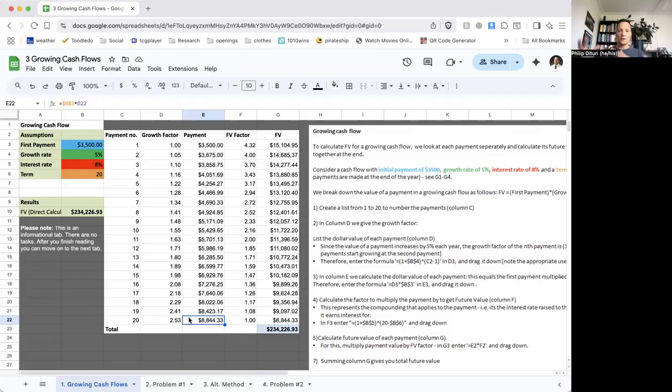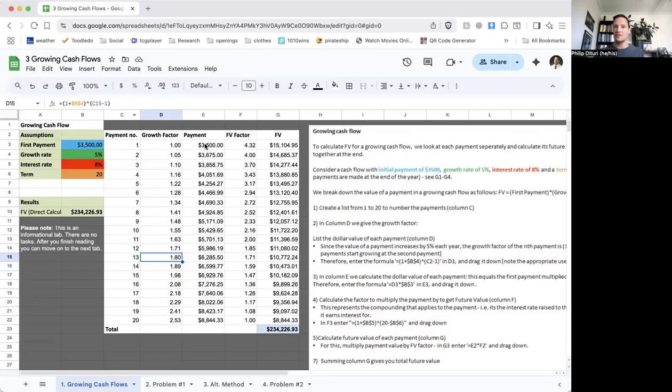We can also ask questions. We can prod our students' understandings of this and say something like, well, what does it mean that the growth factor is 1.80 in the 13th year? Well, it means that for every dollar I deposited in my first year, I'll be depositing $1.80 in my 13th year, or in my 13th payment.